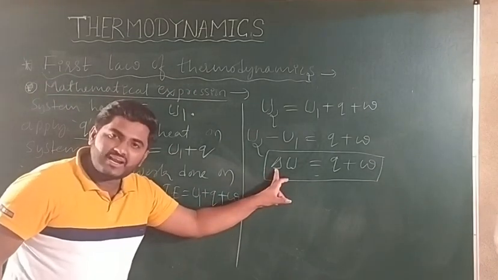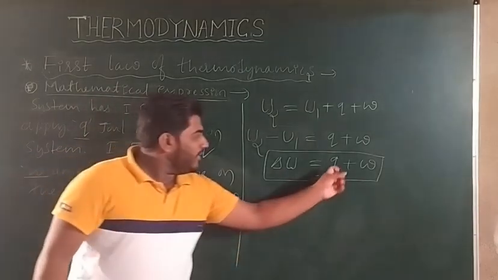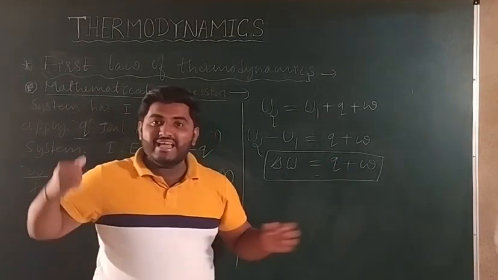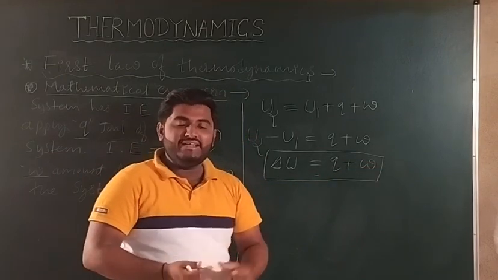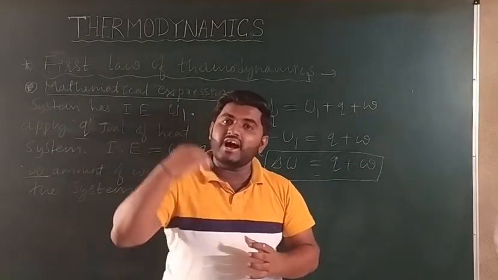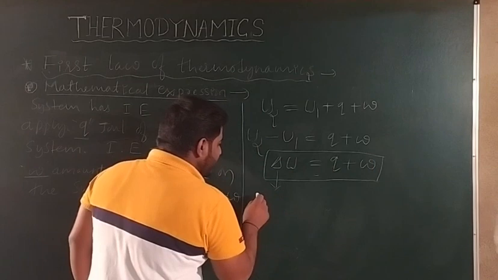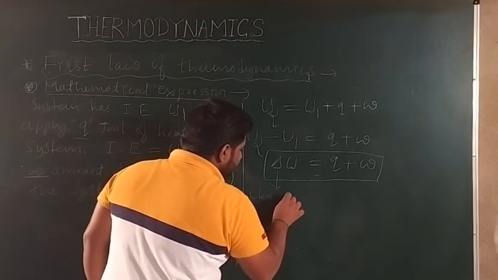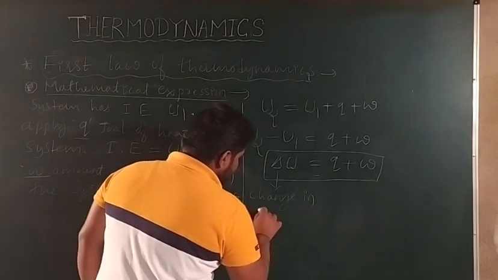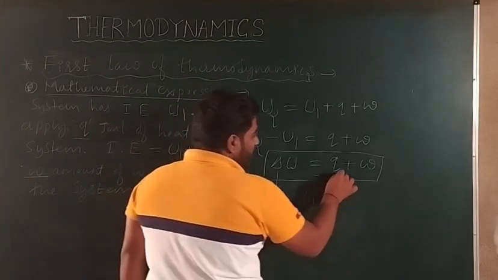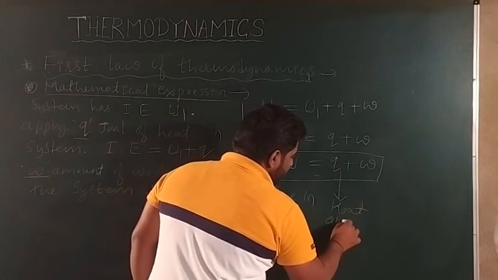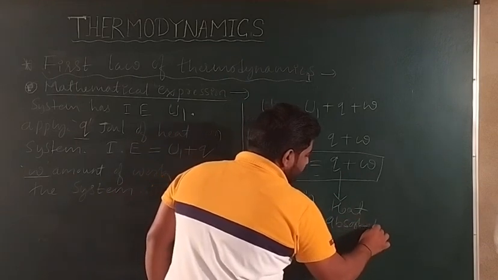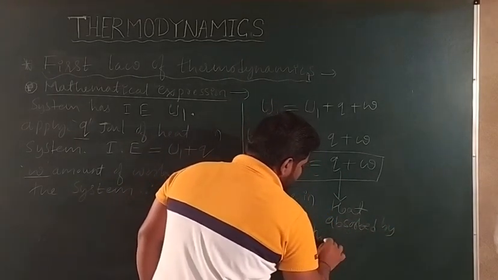What is del U here? Change in internal energy. What is Q here? Q is heat absorbed by the system. What is W? W is work done on the system. Del U is change in internal energy. Q is heat absorbed by the system.